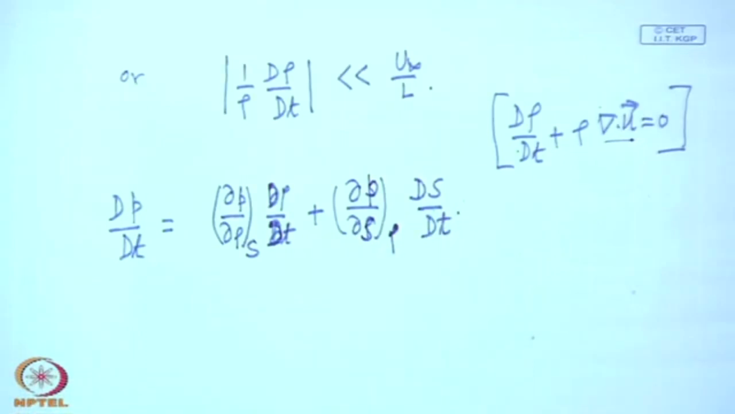This dp d rho at constant entropy is called the acoustic speed in that fluid, the speed of sound in the fluid which you are considering, and is usually denoted by C. If it is air, then okay, it is the speed of sound in air. If it is water, then it is the speed of sound in water.